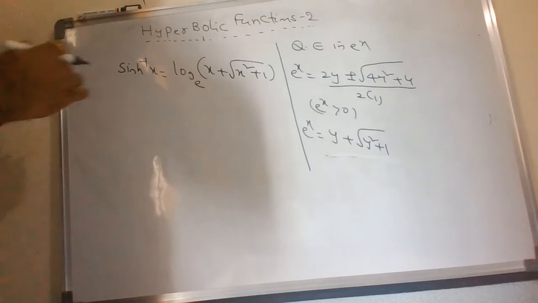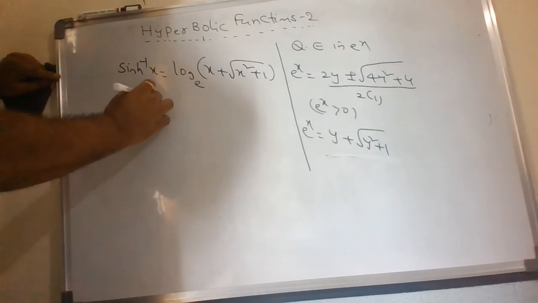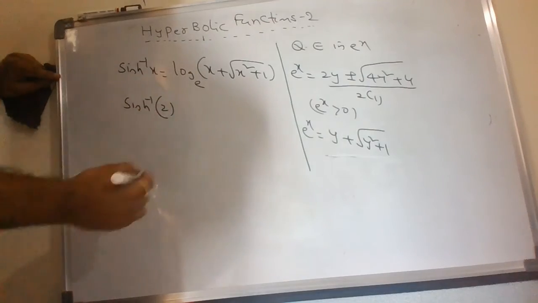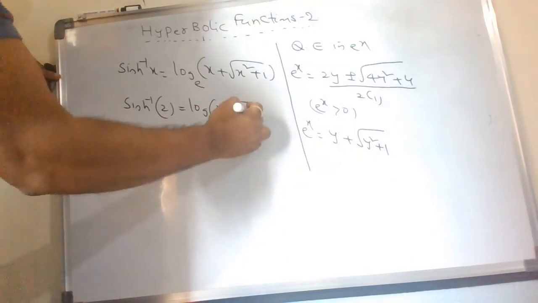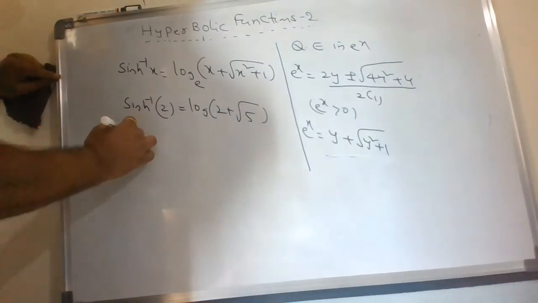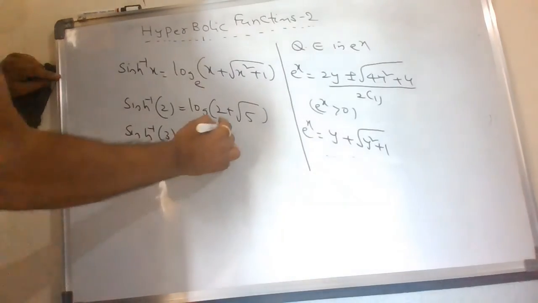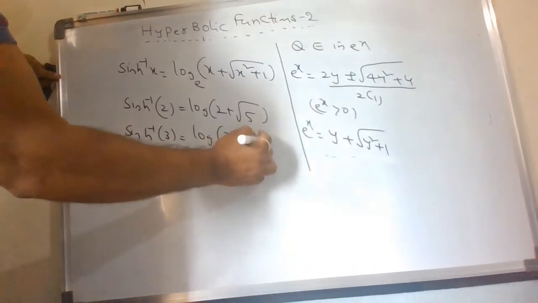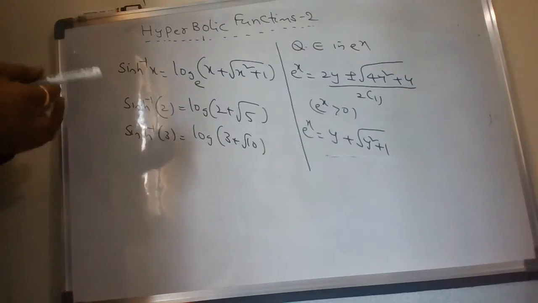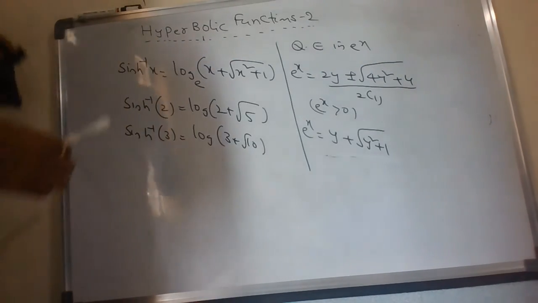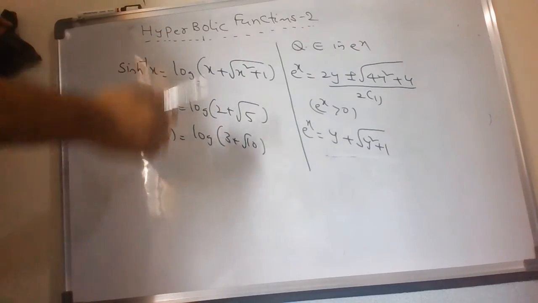So what are the questions here? Suppose they ask sinh inverse 2. Directly I can find it as the logarithm of 2 plus root over 5. Suppose you are asked to find sinh inverse 3. Sinh inverse 3 means the logarithm of 3 plus root over 10. So like this you can replace x by any value. So I am able to switch from one function to the other, the inverse function, vice versa.